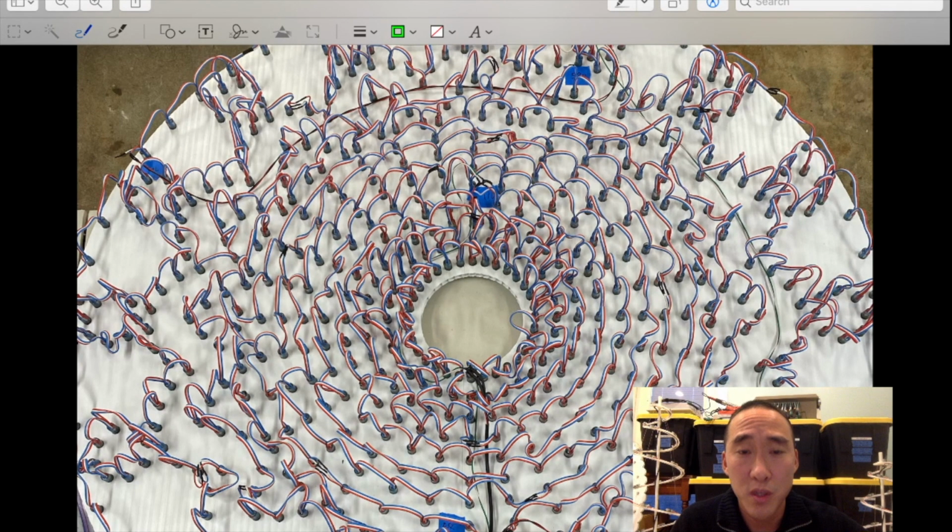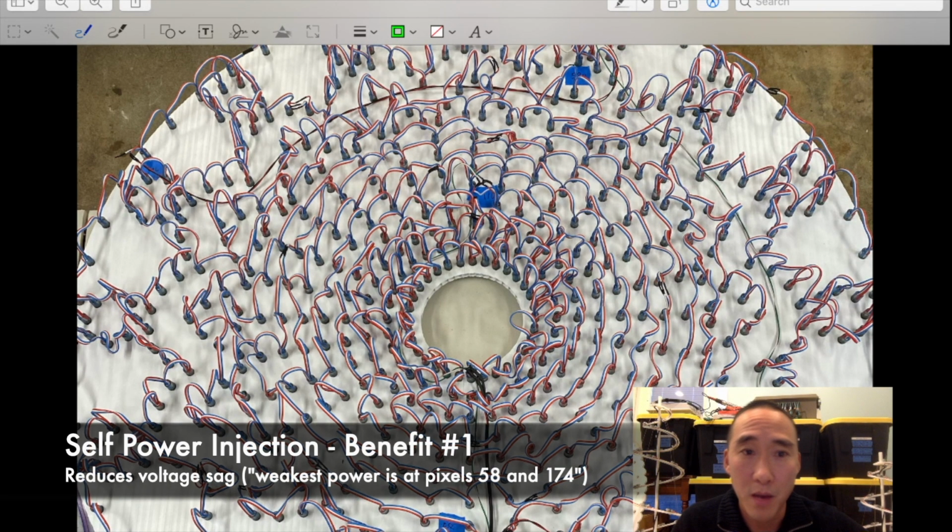From the calculations, we know that the 232 pixels have plenty of power. Is it required to do this self-power injection? Not really. I do it because I know it balances out the power and voltage sag, and it also helps significantly with the ground line for data integrity.